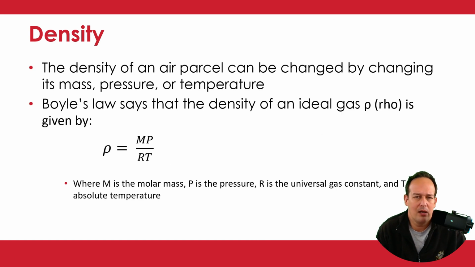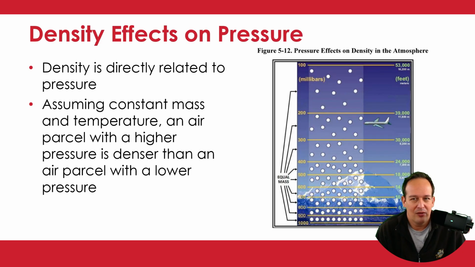So the density of air can be changed by changing its mass, its pressure, or its temperature. And the ideal gas law says that the density of air is ρ equal to the molar mass times the pressure divided by R, the universal gas constant, and T, the absolute temperature. All right, well, that's enough physics. So let's just try to think of it intuitively.